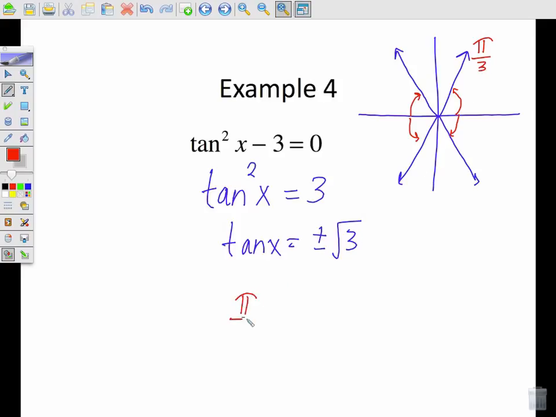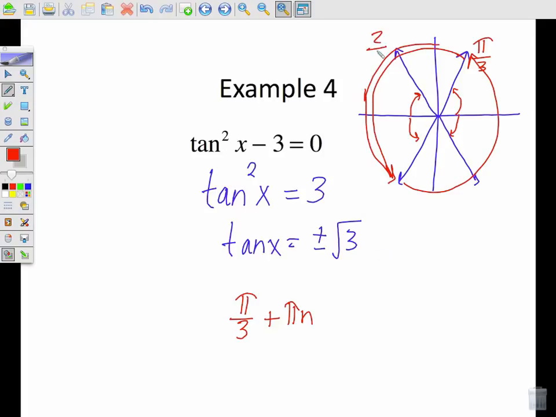Here's how I can write my solution. So pi over 3, to go from pi over 3 to quadrant 3, I can just add pi. And then I can add pi again to get back to it. And I can just keep adding pi. So plus pi times n. My second angle occurs at 2/3 pi. So I can do 2/3 pi and add to it pi n.